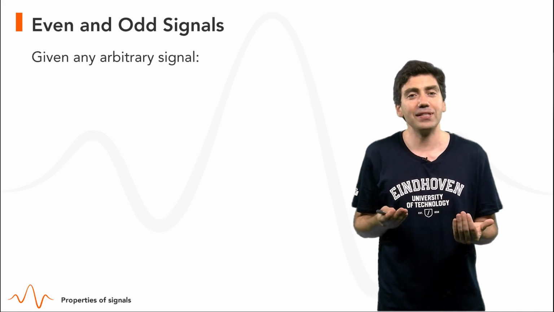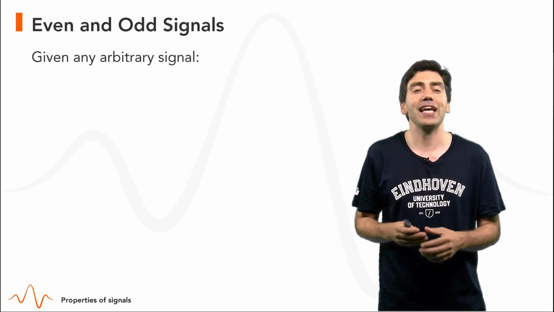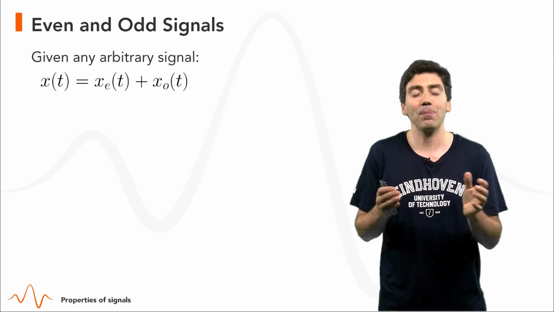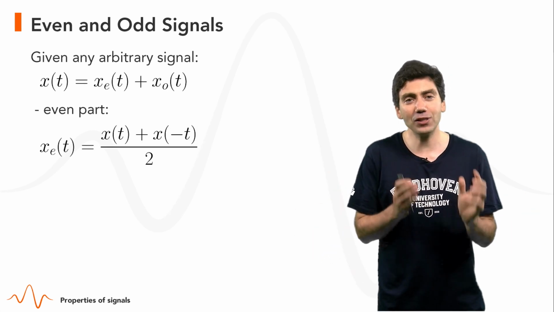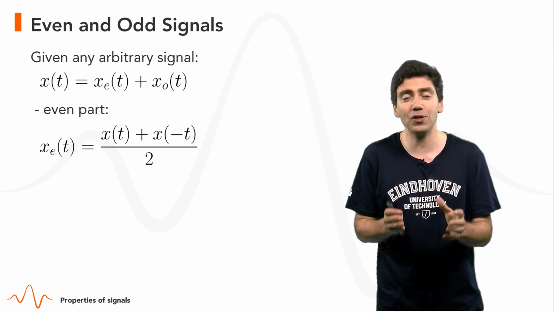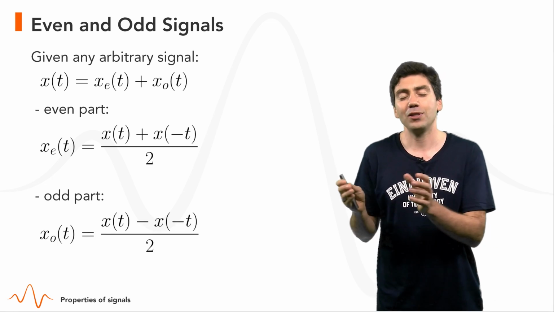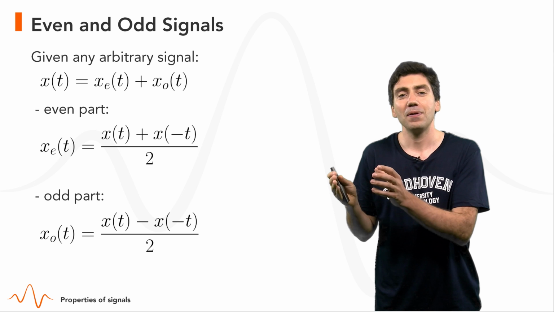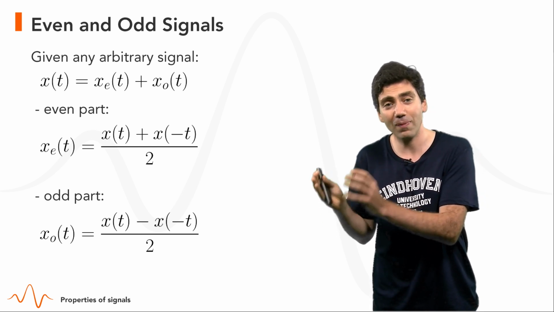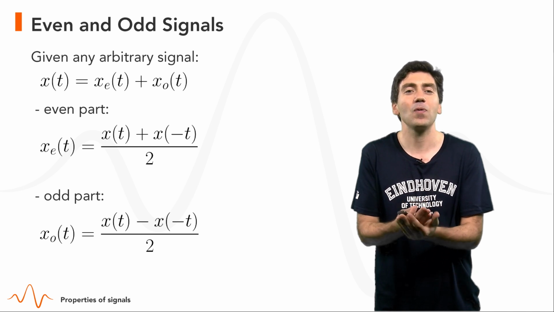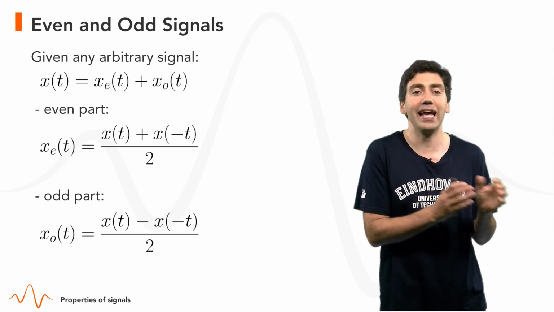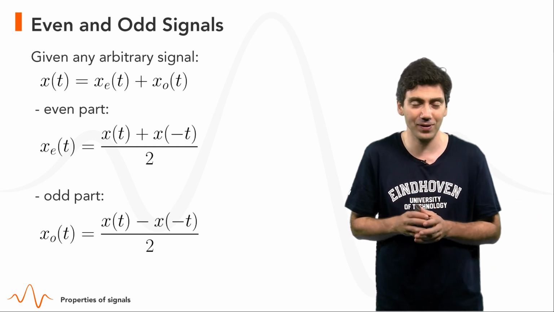Given any arbitrary signal, we can always decompose it as an even plus an odd signal. The even part is x of t plus x of minus t over 2, and the odd part is x of t minus x of minus t over 2. If we add up these two signals, we end up exactly with x of t, and in this sense, it is a partition of x of t.